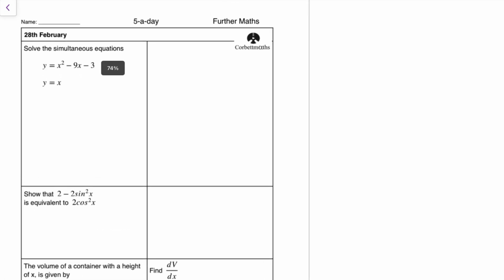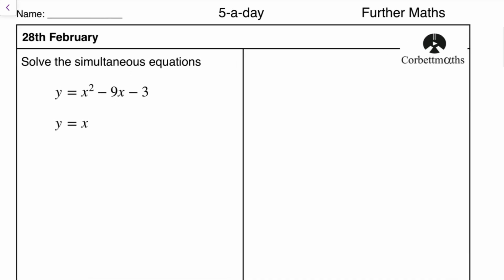Let's just jump in with the first question for this Further Maths 5 a day. We have a simultaneous equation. We haven't had one of these in a while. They've made it relatively easy for us because I'm just going to let y equal y, which means that x is equal to x squared minus 9x minus 3. Take away x from both sides, which gives me 0 equals x squared minus 10x minus 3.